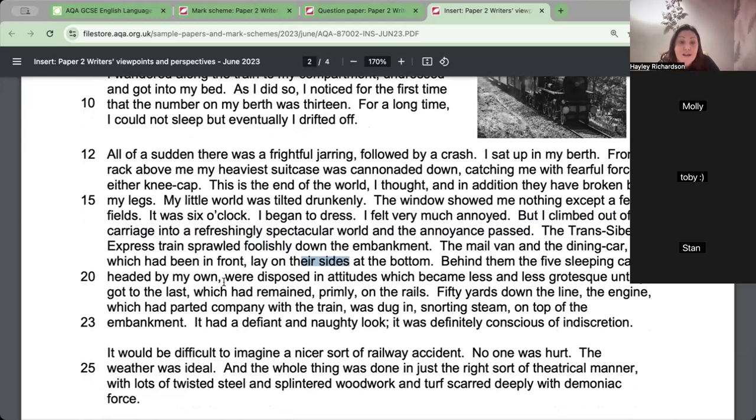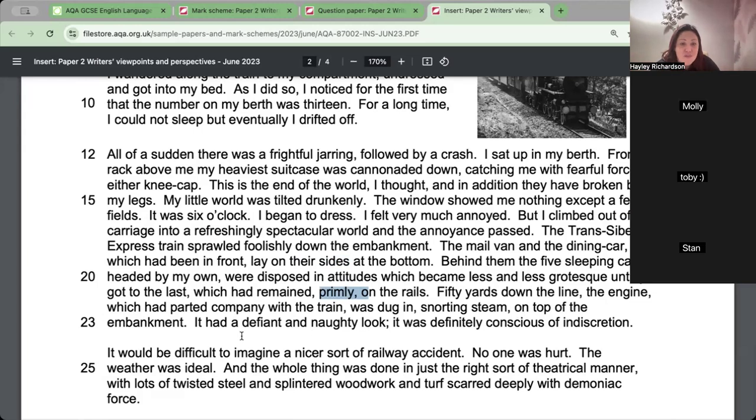Behind them, the 5 sleeping cars, headed by my own, were disposed in attitudes, which became less and less grotesque until you got to the last. So instead of saying they were less and less affected by the crash, or they were less and less tilted, he says they were, what's the word he says? Less and less grotesque. So the first carriage is grotesque because it's come off and it's all like bedraggled. The next one a bit, but not as much. The next kind of okay. The next a bit off rails. The last one's absolutely fine. Yeah. Primly, again, personification, and making this train kind of quite upper class, if you're prim and proper.